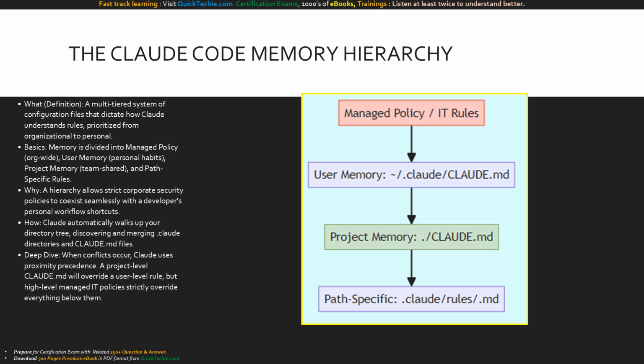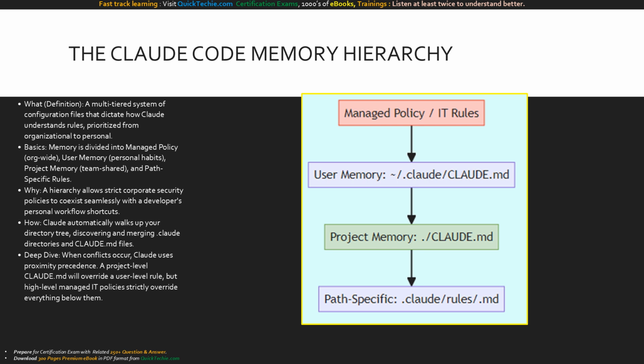To master context, you must understand the Claude Code memory hierarchy. This is a multi-tiered system that tells Claude which rules to prioritize. At the top, we have managed policies set by your organization. Next is user memory for your personal shortcuts, followed by project memory, which is shared with your team via version control. Finally, we have highly specific path-specific rules. We need this hierarchy because it allows strict company security rules to coexist with your preferred coding style.